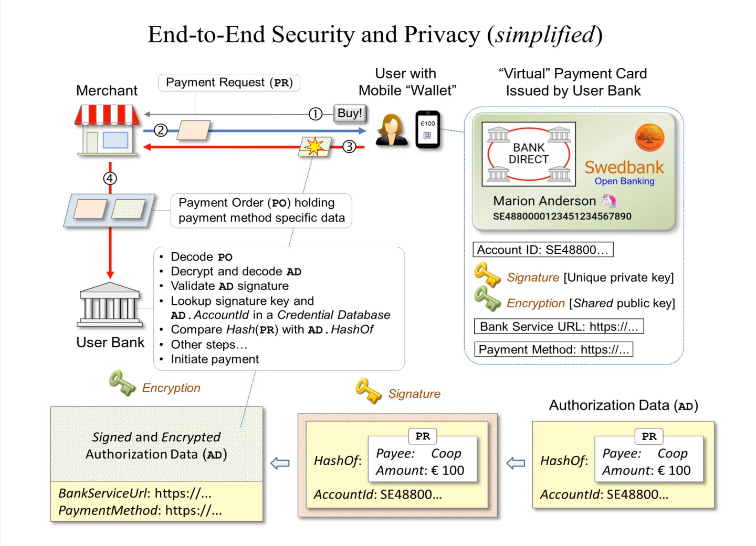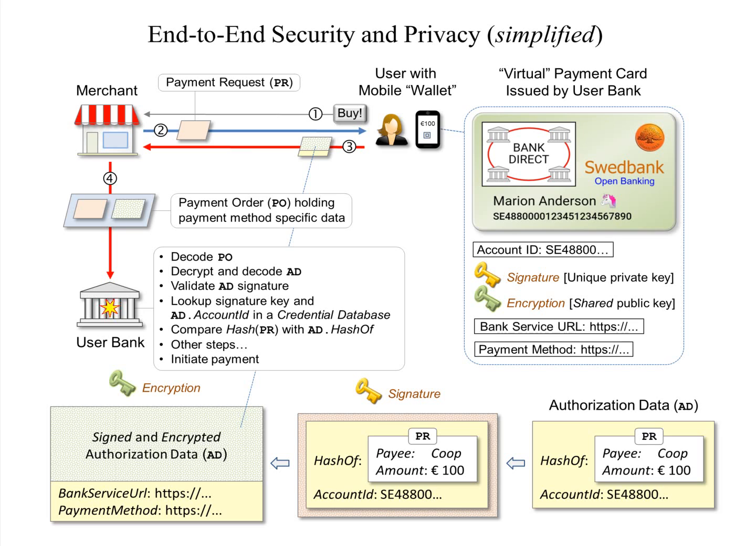After the signing and encryption operations, the resulting authorization object is returned to the merchant system together with a clear text service URL to the user's bank. That's right, the merchant system does indeed get the name of the user's bank. Now the merchant system puts a copy of the original payment request and the received authorization data into a payment order object and sends it to the user's bank for fulfillment.